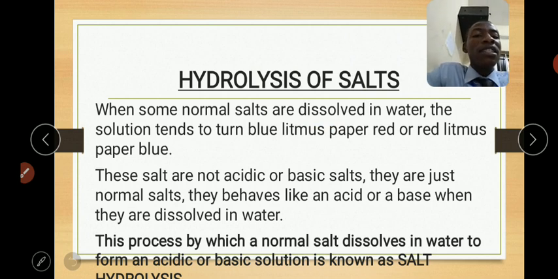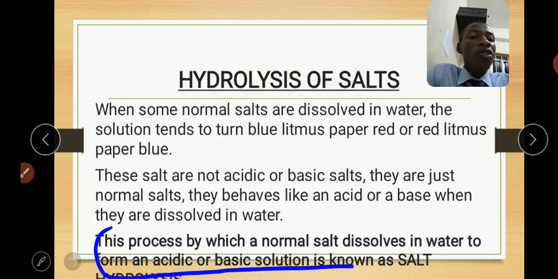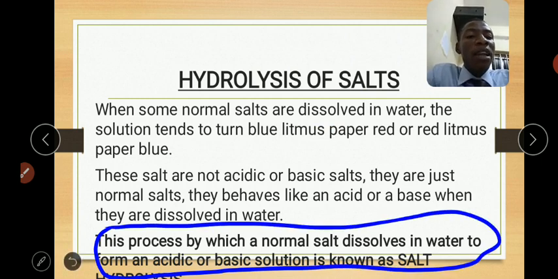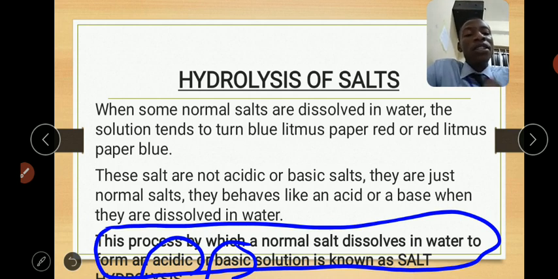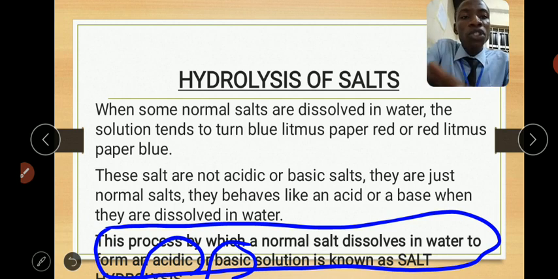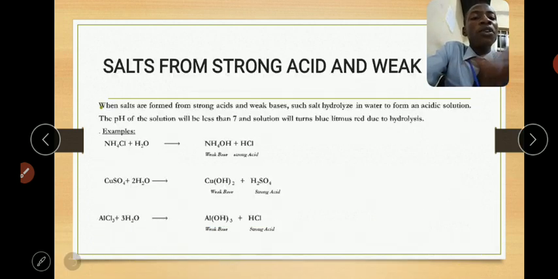Hydrolysis is the process by which a normal salt dissolves in water to form an acidic or a basic solution. That is called hydrolysis. Now, which kind of salt normally forms an acidic solution? Which kind of salt normally forms a basic solution? We are going to see now.